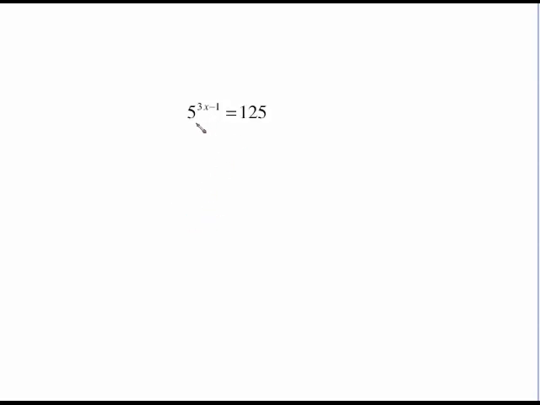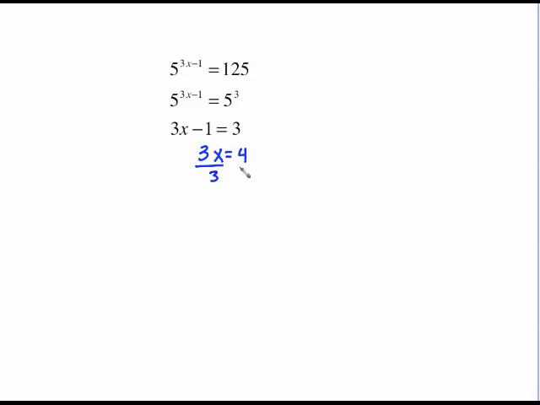Same idea here. We've got to get the same base, and the base that will work is 5 because 5 to the third is 125. Our two expressions are equal, the bases are equal, set the exponents equal to each other, 3x minus 1 equals 3, and solve. Add 1 to both sides will give us 3x equals 4. Divide both sides by 3, and we will get x equals 4/3.